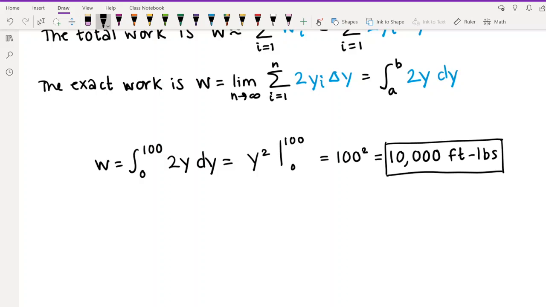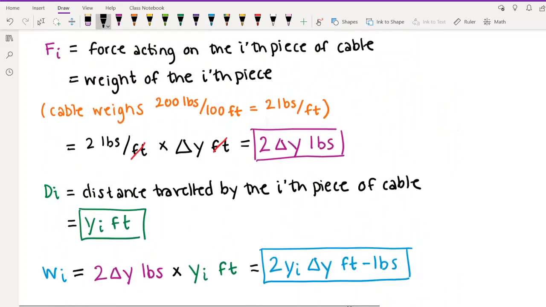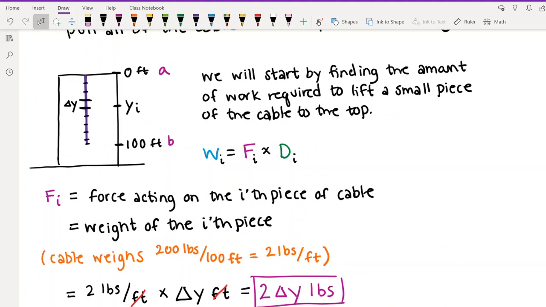So one thing I just want to point out that I mentioned at the beginning is that you could label this differently, and I'm just going to quickly mention it in case you end up doing this on the homework, because this could also work. Alternatively, you could label the top of the cable as being 100 and the bottom as being 0. And then if you were at a specific height, yi, then the distance traveled would actually be 100 minus yi. So why is that?